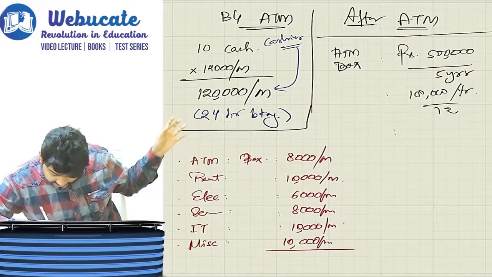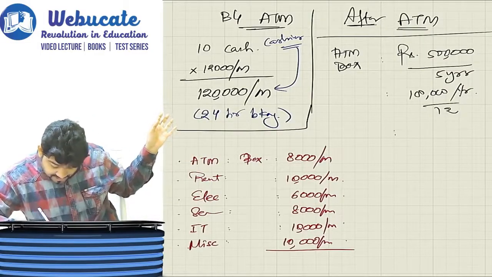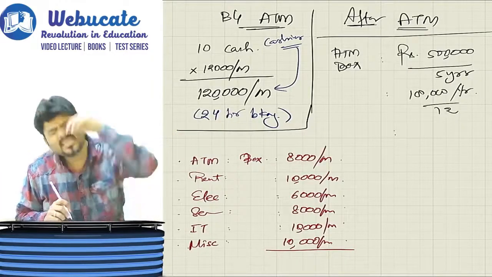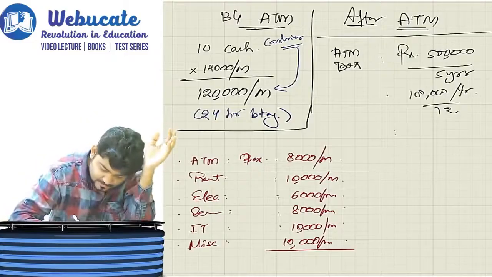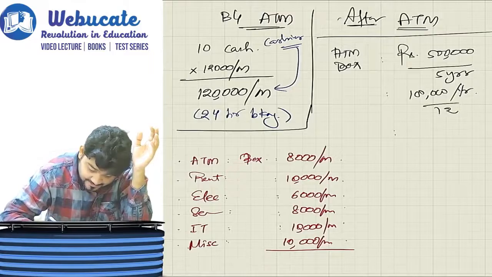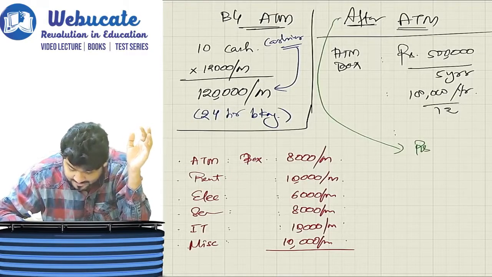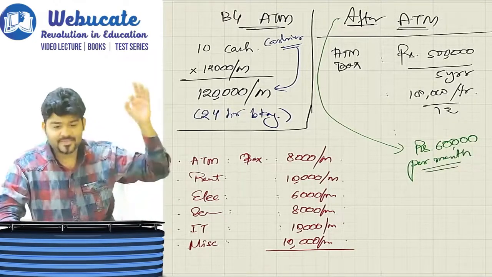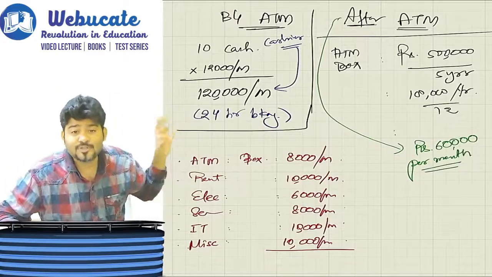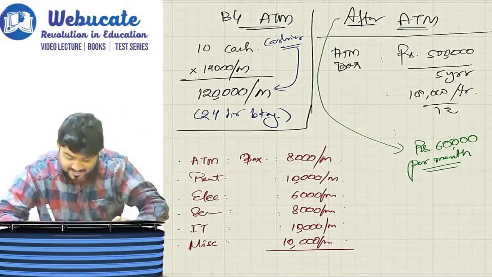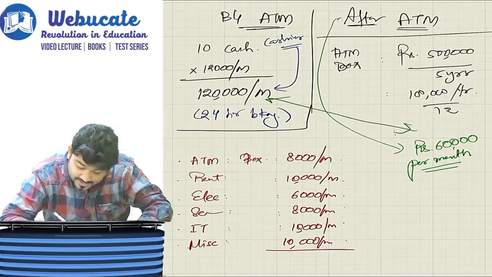So 10, 20, 30, 44, 52. So can I say 52,000? Let's take more 8,000 rupees. So can I say in case of ATM, it is rupees 60,000 per month that we are incurring? And before ATM, can I say we were incurring rupees 1,20,000 per month?